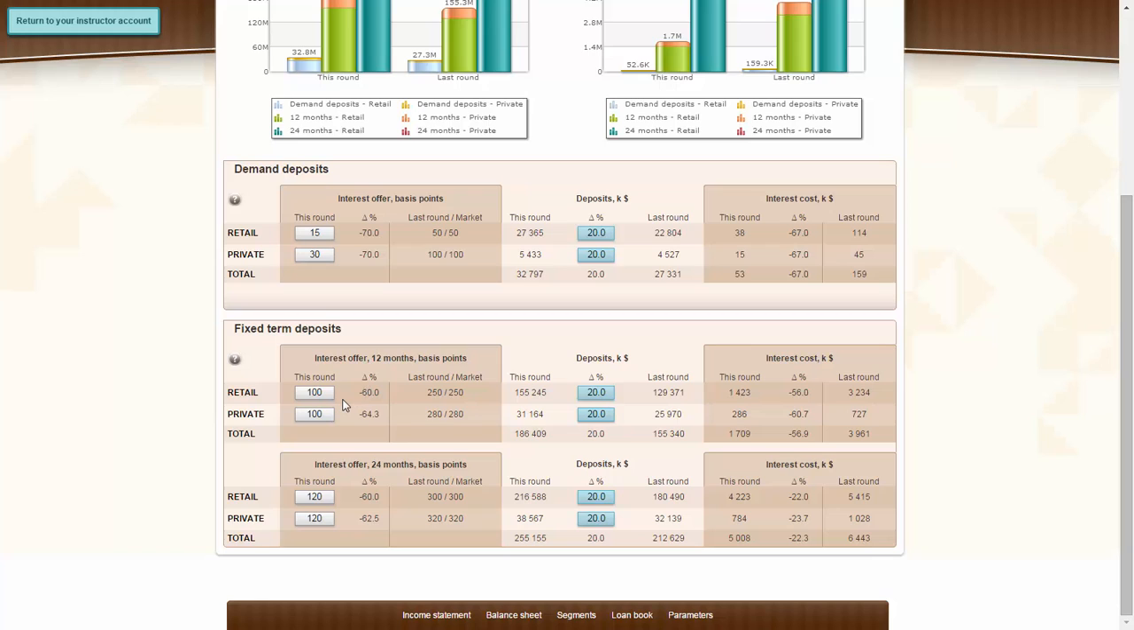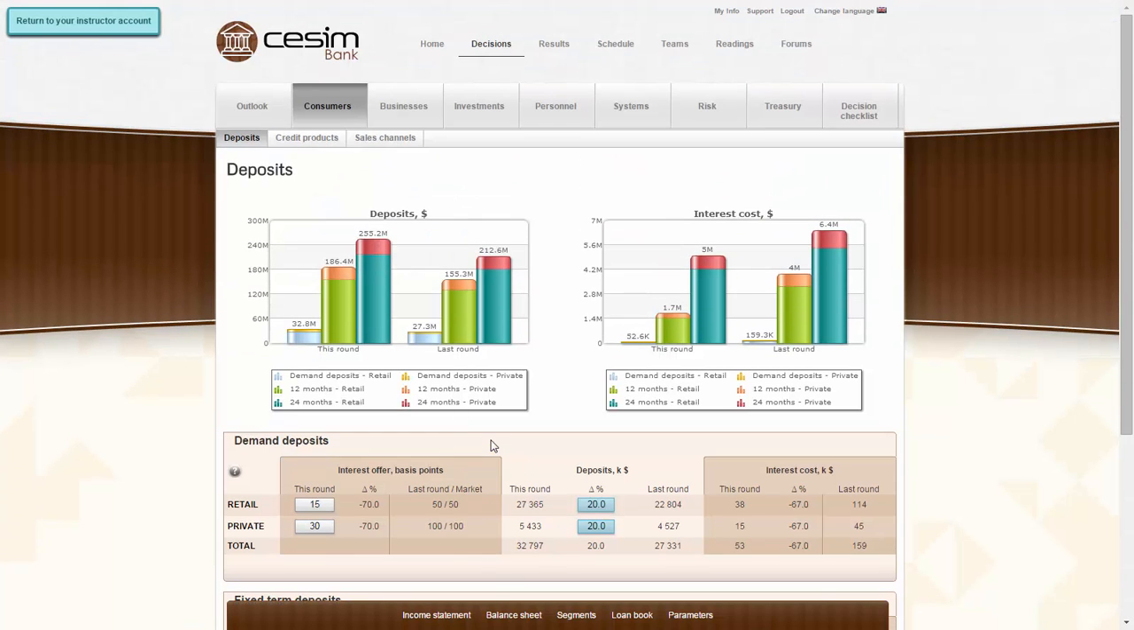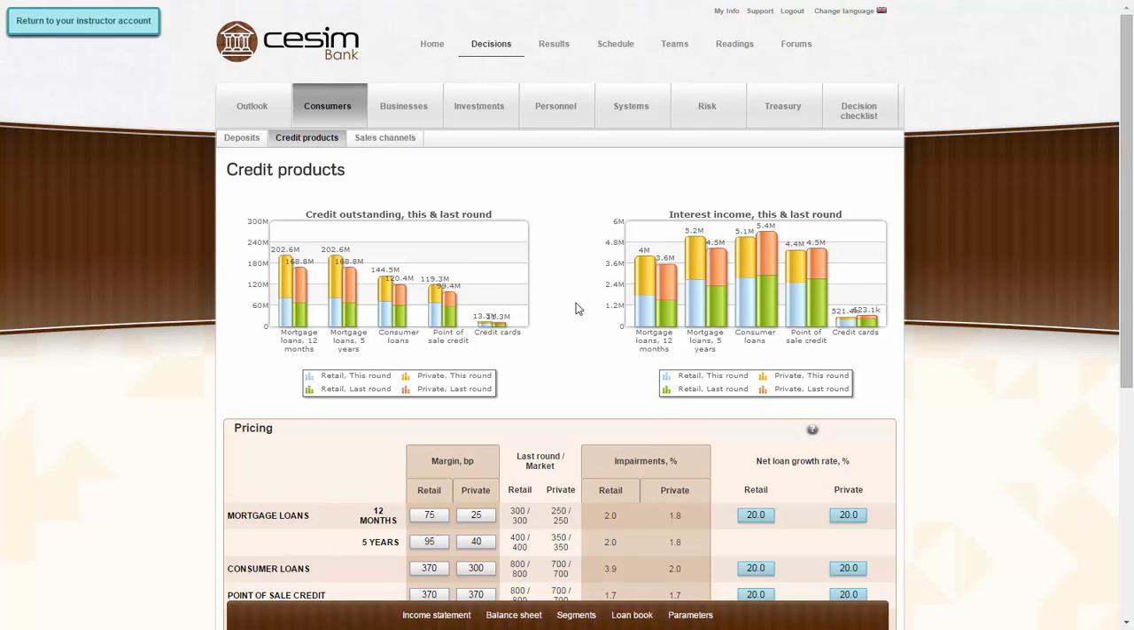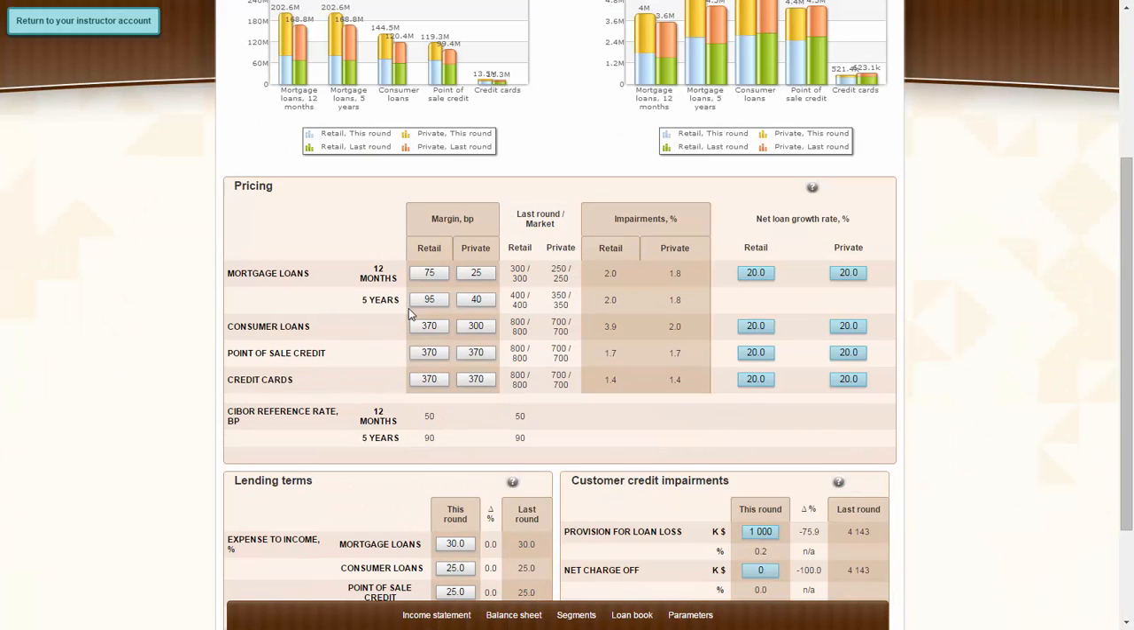The logic is exactly the same, but these are just fixed for 12-month duration and 24-month duration. Now the next page here on the consumers is the credit products, and on the credit products we obviously sell money to our customers, and there we have first mortgage loans with two different reference rates, 12-month reference rate and 5-year reference rate. And again, we make this offer both for the retail customers and private customers.